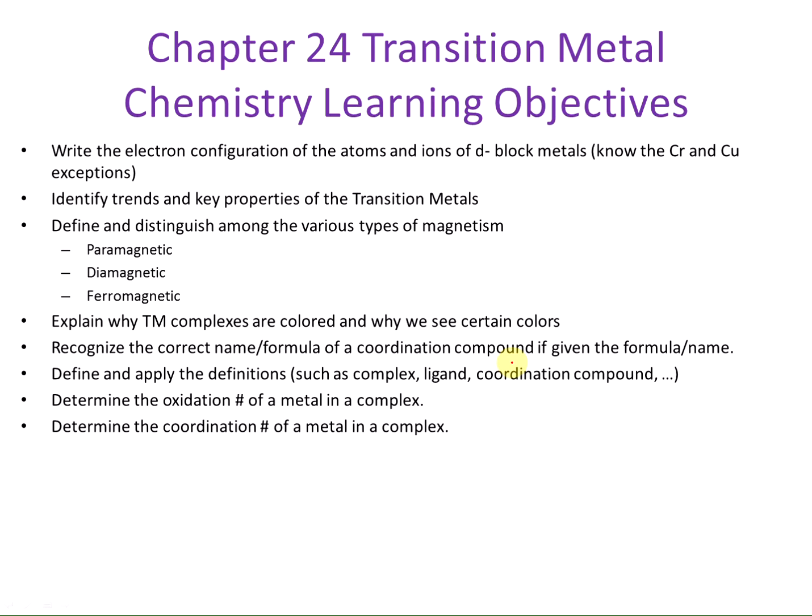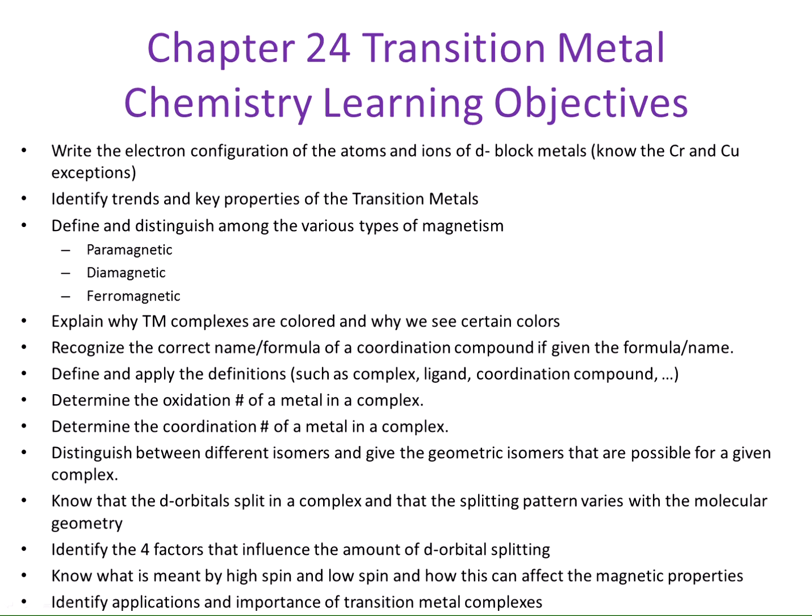We also want to explain why transition metal complexes are colored and why we see certain colors associated with them. We should also be able to recognize the correct name or formula of a coordination compound if given the formula or the name, so vice versa. We also want to define and apply definitions such as what is a complex, what is a ligand, what is a coordination compound. We also want to determine the oxidation number of a metal in a complex, and the coordination number of a metal in a complex.